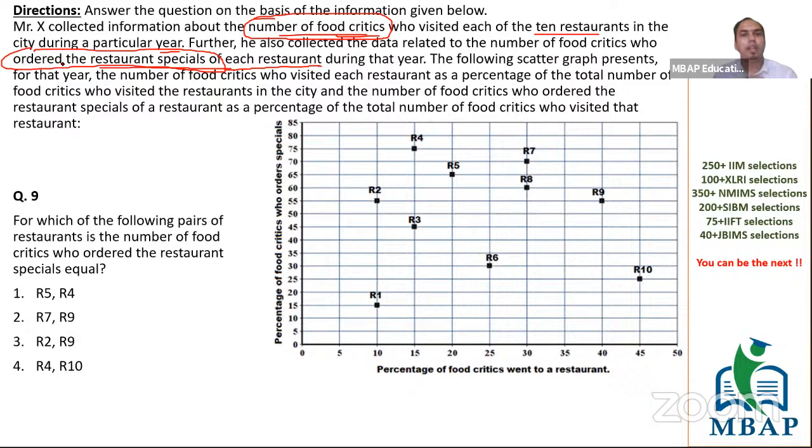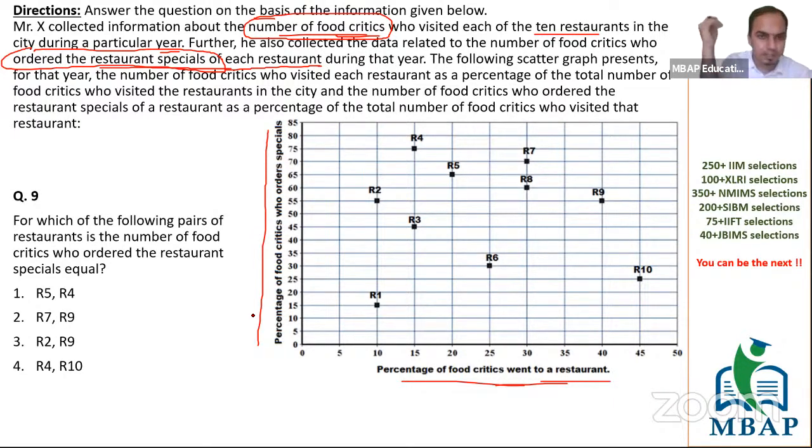Ordered restaurant special. That means someone goes there and orders the special items of that restaurant. People who order the special items during that year. Now, these are the two pieces of information: the percentage of food critics who went to a restaurant, and the percentage of food critics who order the special. Let's say there's a restaurant where the special item is biryani. So how many food critics order biryani? That is the percentage.